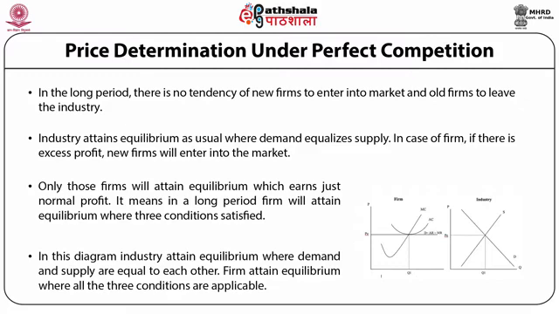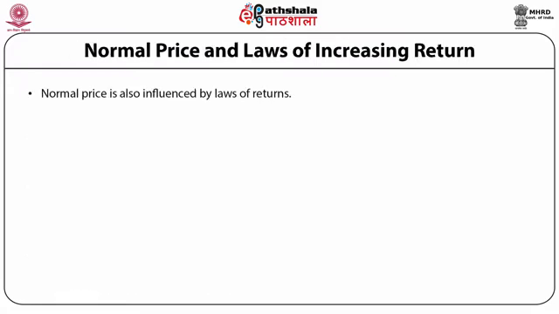The firm attains equilibrium where all three conditions are applicable. The firm earns just normal profit. Normal price and law of increasing return. Normal price is also influenced by the law of returns.